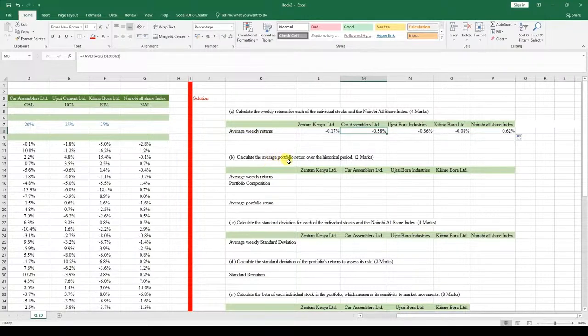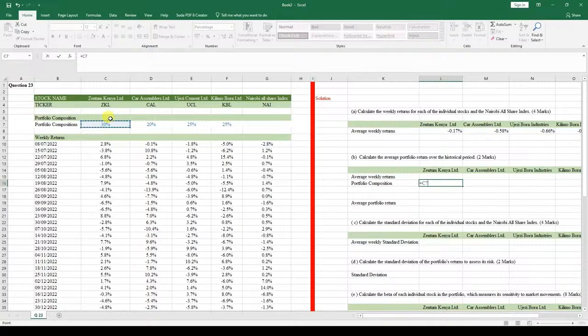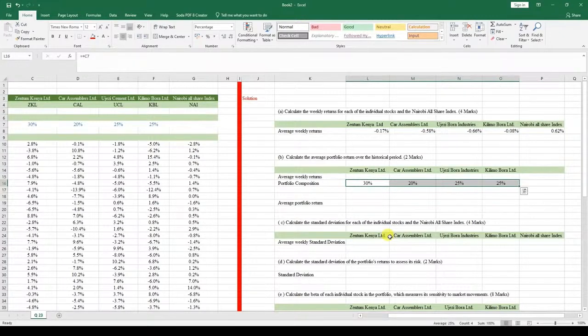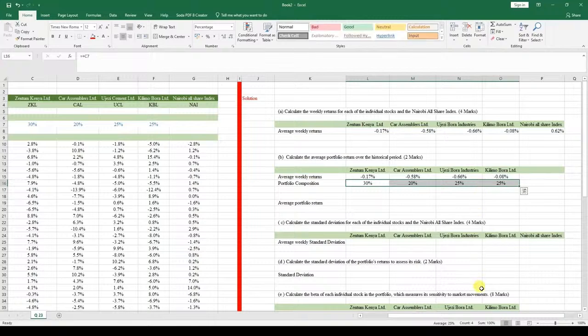You're told to calculate the average portfolio return over the historical period. We have been given the portfolio composition, and the portfolio composition can be linked with this top part right here. Enter. And we link it with all of them towards the right, Control R, like that, so that you can pick the portfolio composition. Remember, we have computed the average weekly returns above here, so we just link it with up above there, and then we drag it, Control R, the same values, excluding the All Share Index. Because all of these portfolio compositions total to 100%, as you can see down here, we cannot include the All Share Index into our portfolio.